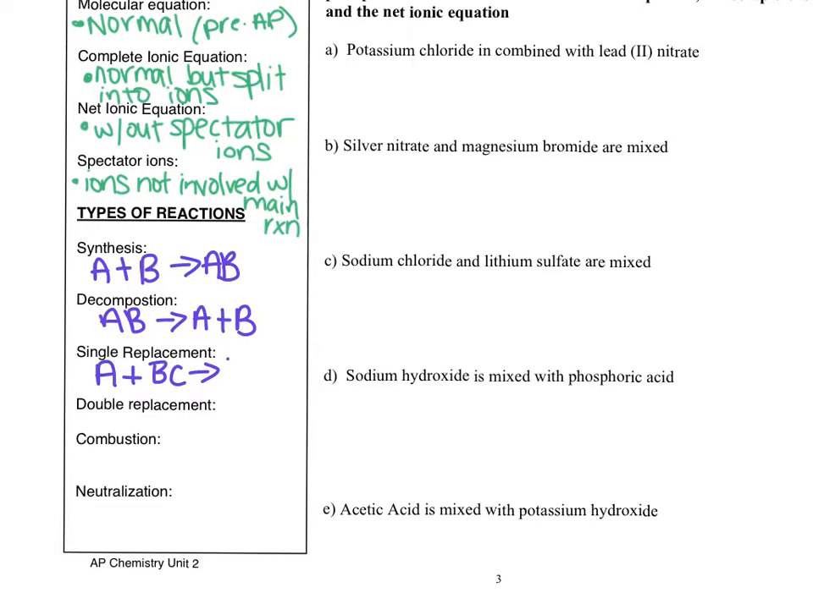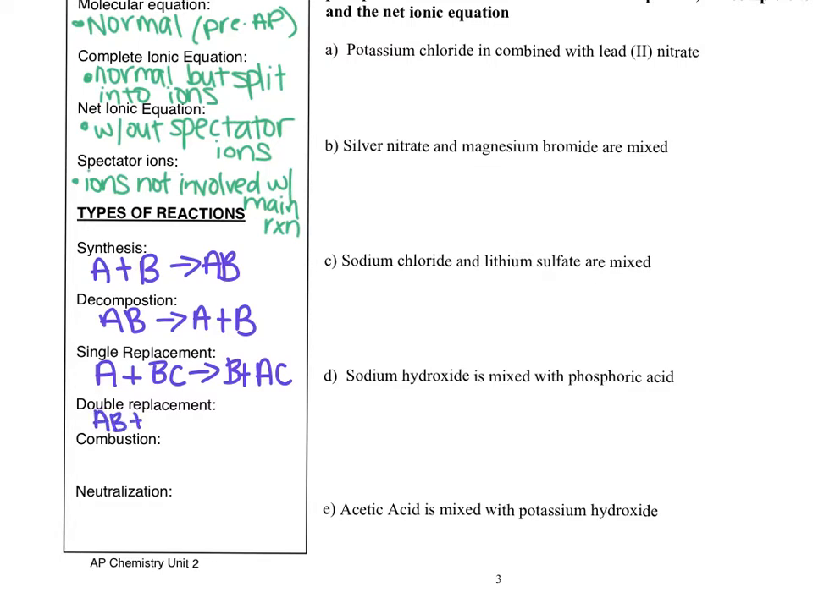Oh my goodness, what am I doing? B plus AC. Question, does it always have to be the first one that gets bumped out? No, you can bump out the second one too, as long as you have an anion with a cation. All right, double replacement. Everybody switches partners.